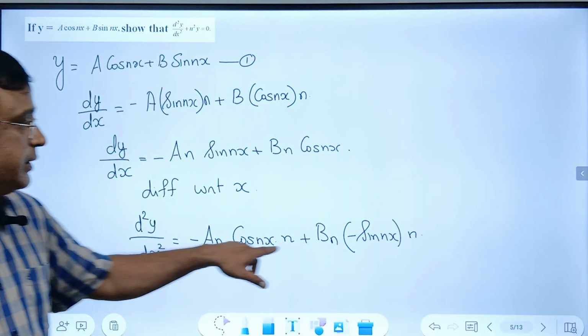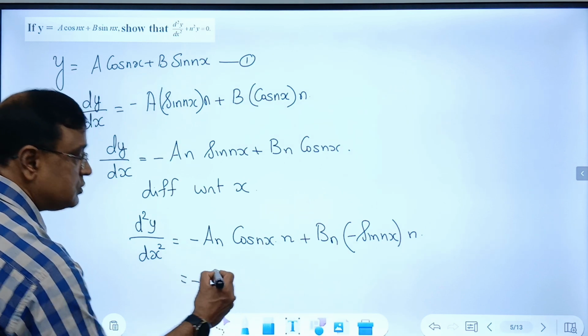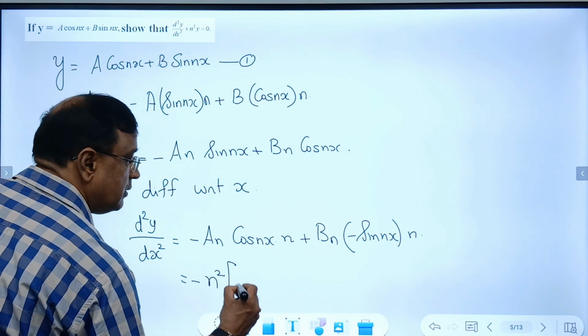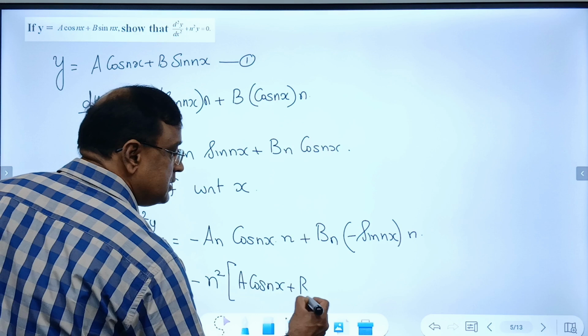Now if you observe this carefully, the minus sign is common, n square is also common. Can you see n into n? n square is common. So what are you left with? a cos nx plus b sin nx.